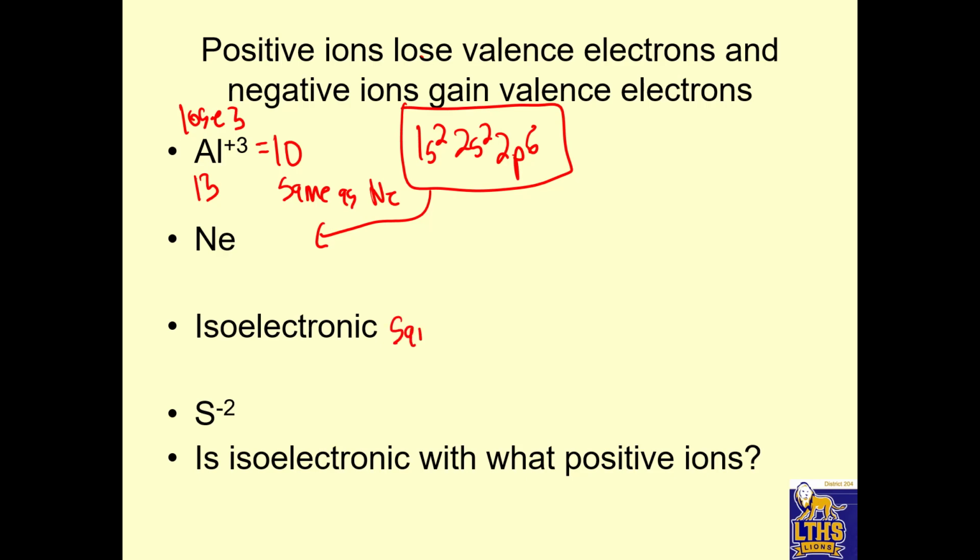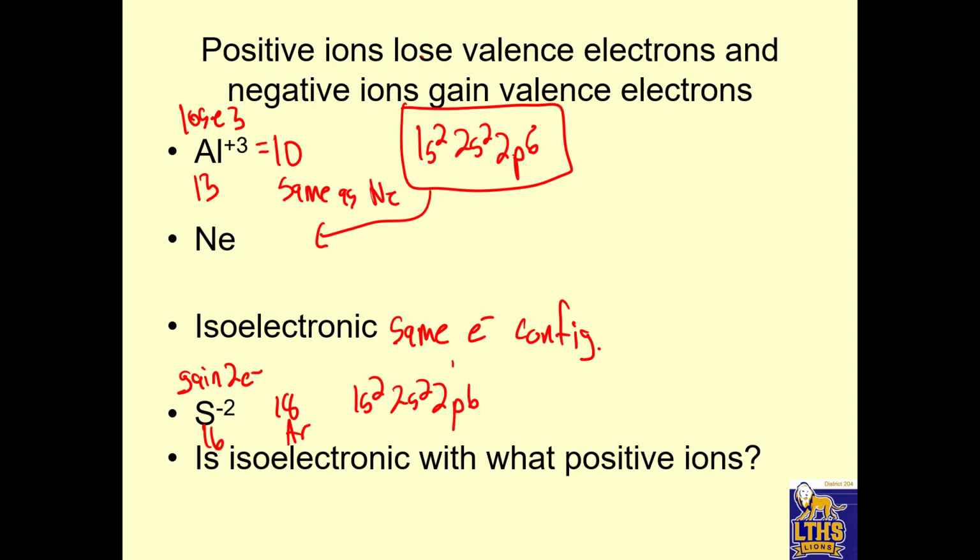Having the same electron configuration means that you are isoelectronic. All right. That's -2. Because it's -2, I'm going to gain 2 electrons. Sulfur on the periodic table has 16. Sulfur minus 2 would be 18. So that's going to be the same as argon. So I'm going to do 1s2, 2s2, 2p6. That took me all the way to neon. Okay. And now I've got to get from 11 to 18. So 11 and 12 are 3s2.